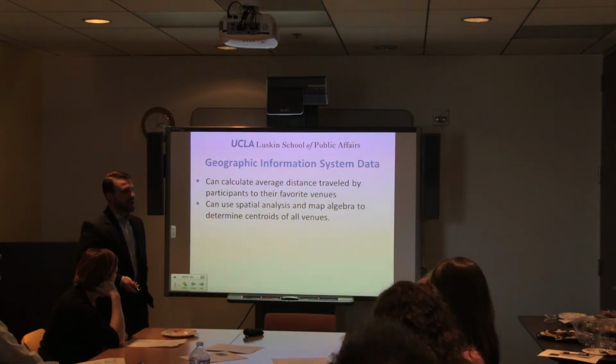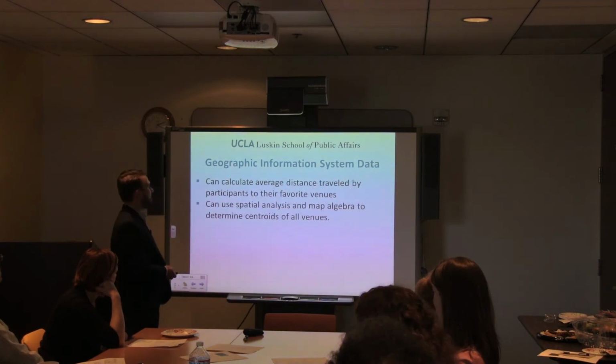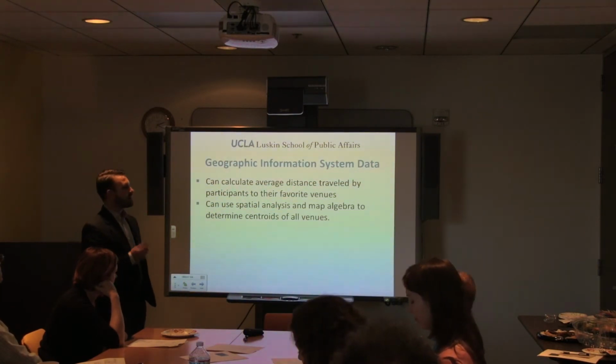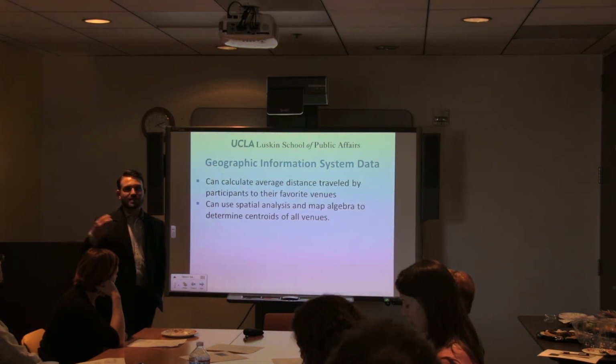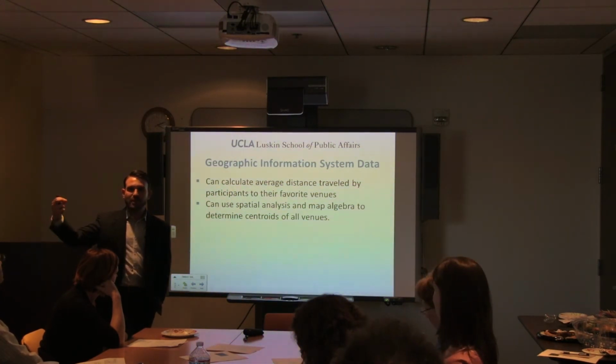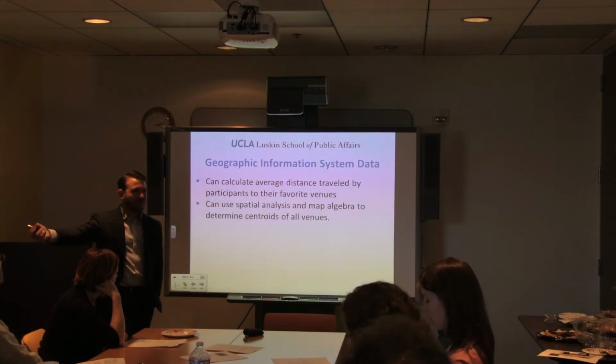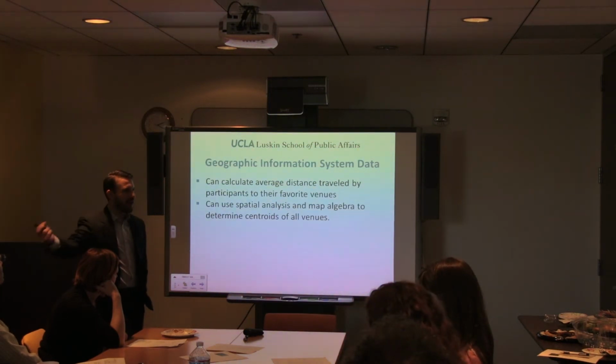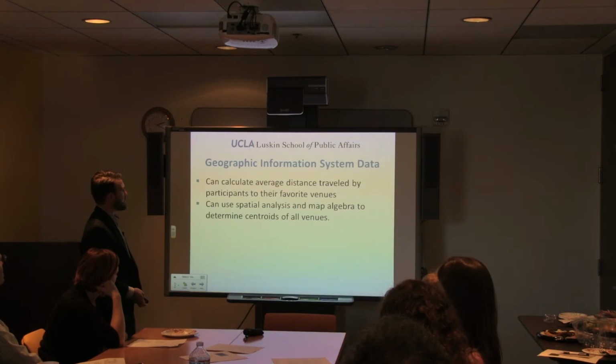So you can overlay those two types of data. In addition, GIS software programs allow you to calculate the average distance traveled by participants to their favorite venues. So, for example, if you have the zip code where they live, typically you would use the centroid of that zip code and find out how far they travel to get to any of these locations that they nominate.